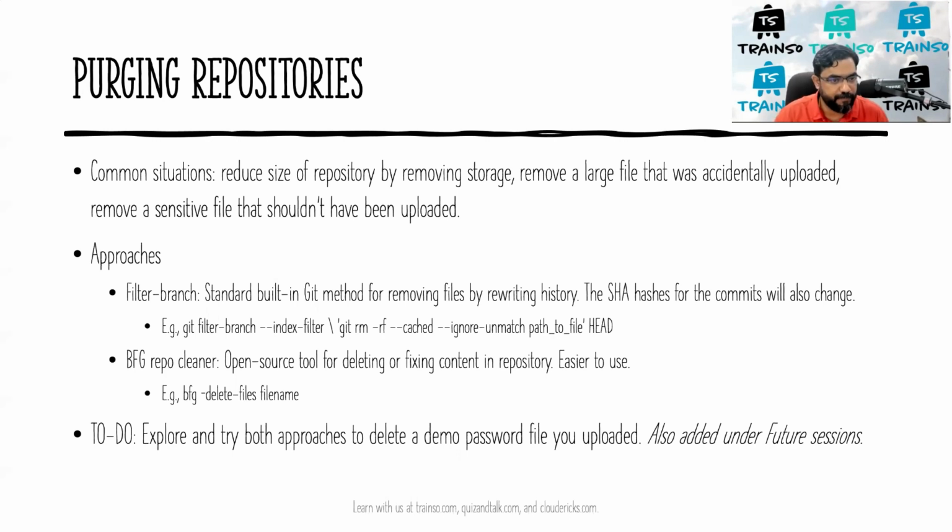The first one is filter-branch. It is the standard built-in Git method for removing files by rewriting history. The SHA hashes for the commits will also change. So git filter-branch with --index-filter, and then you can use this command. And also you can use a tool such as BFG Repo-Cleaner. It's an open source tool for deleting or fixing content in a repository. It is easier to use compared to the built-in filter-branch command.